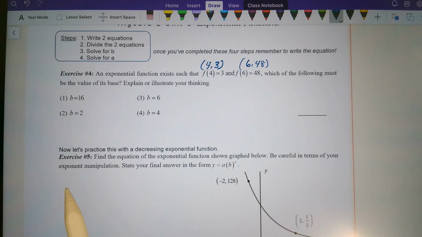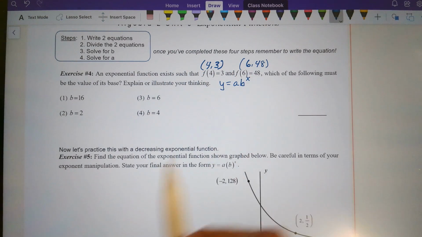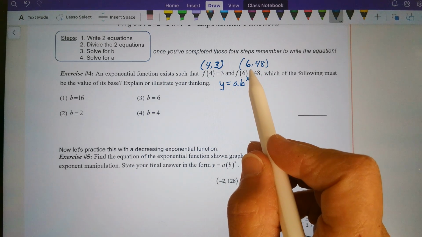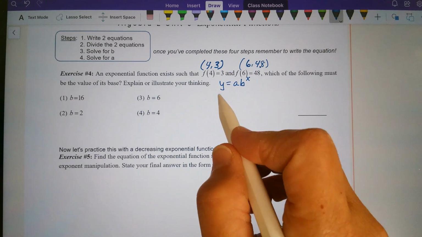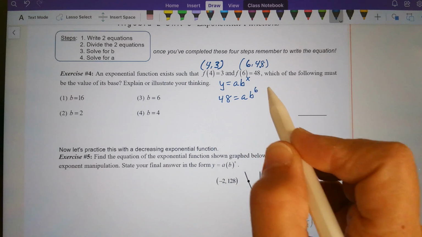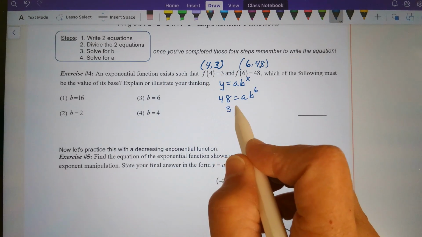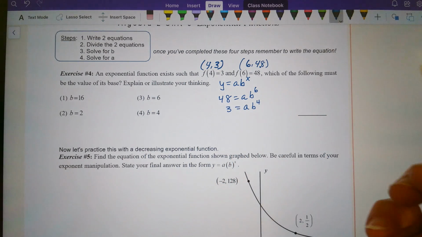We start by writing two equations. Y equals AB to the x. I'm starting with the point that has the larger x value. So 6 goes in for x and 48 in for y. 48 equals AB to the 6th. And our second equation, 3 equals AB to the 4th.